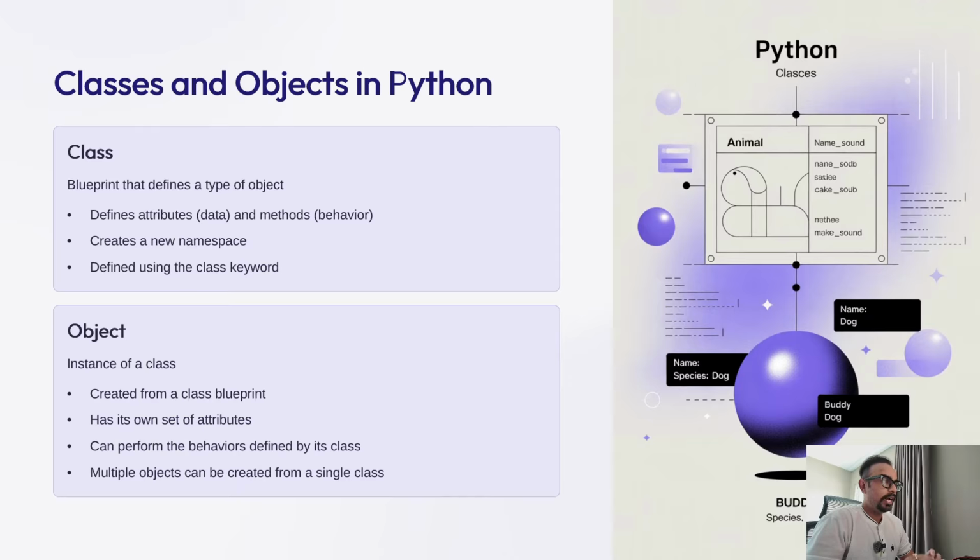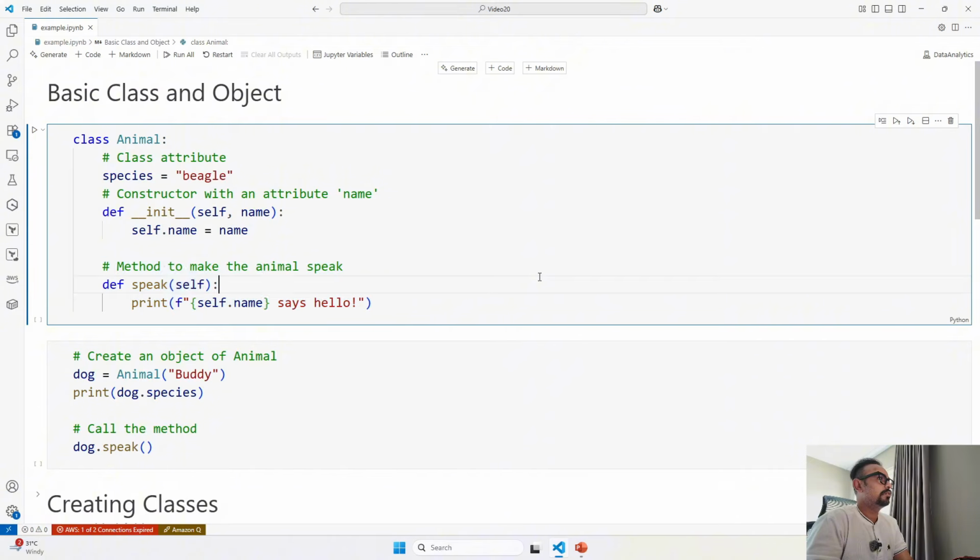Now let's go ahead and understand classes and objects in detail. In Python, a class is a blueprint that defines a new type of object. It specifies the attributes, like data, and methods, the behaviors, that objects of that type will have. So when we define a class, we are creating a new namespace, establishing a template for our future objects. Let's correlate that with our example. First we have defined a class, and the class name is Animal. So we are creating a new namespace, Animal, and we are establishing a template for our future objects.